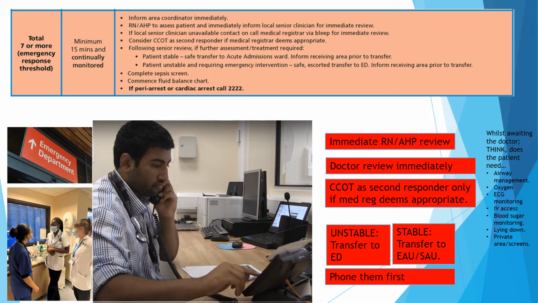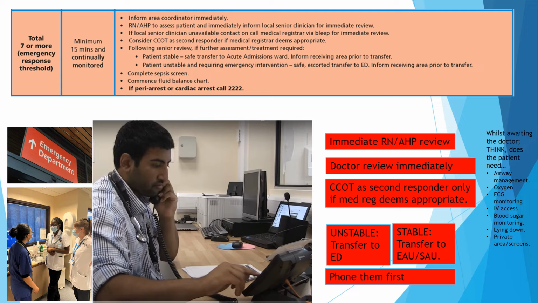Once this NEWS score is taken, the area coordinator needs to be informed immediately. The RN or the AHP has to come and assess the patient, and then they immediately inform the local senior clinician for immediate review. If you do not have a senior clinician within the department at that time, then you should call the medical registrar via their bleep. They will need to come and review the patient immediately. The critical care outreach team will come as a second responder if the medical registrar deems this as appropriate.